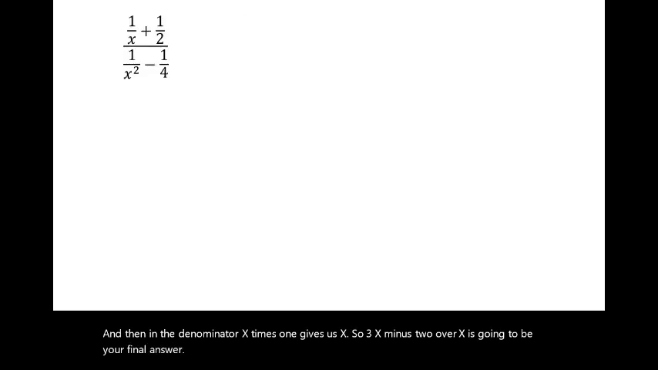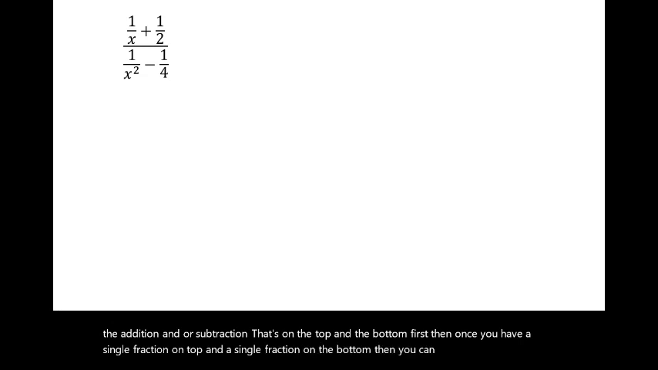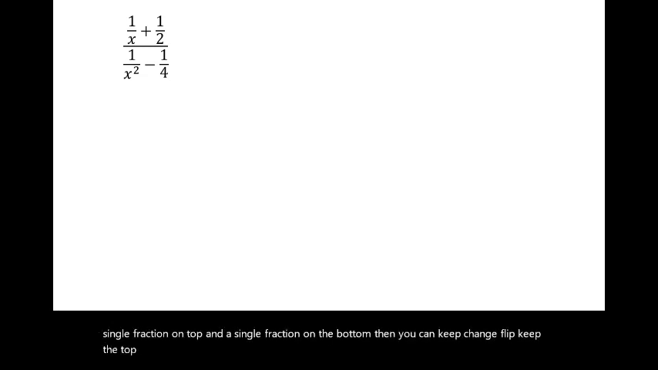So that's going to be the overall idea anytime that you have a complex fraction. You need to do the addition and or subtraction that's on the top and the bottom first. Then once you have a single fraction on top and a single fraction on the bottom, then you can keep, change, flip. Keep the top fraction, change the middle division to multiplication, and then flip the bottom fraction.